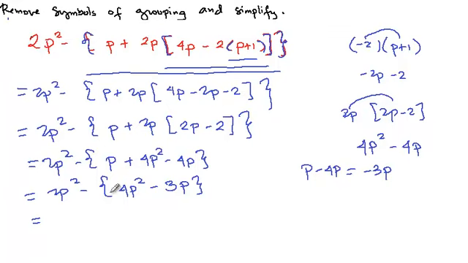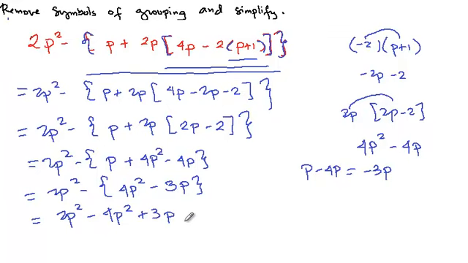Then we can now remove this grouping. How do we remove that? We multiply everything by negative 1, because the negative sign here means it is multiplied by negative 1. So for 2p squared, negative 1 times that is negative 4p squared, right? Negative 1 times negative 3p is plus 3p.